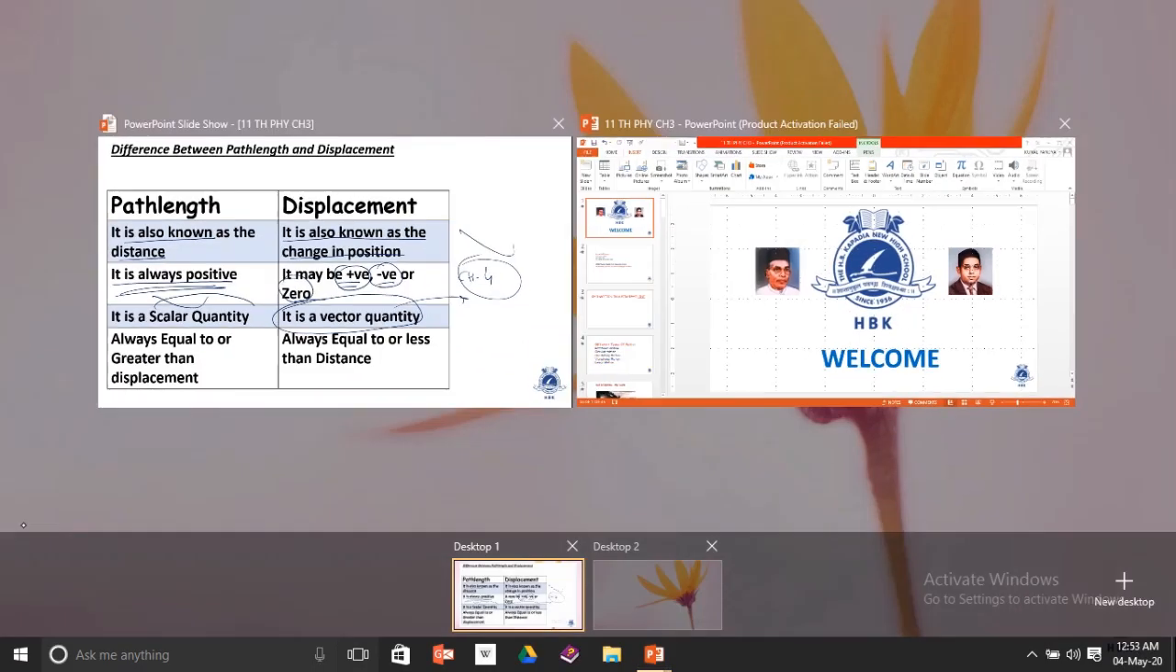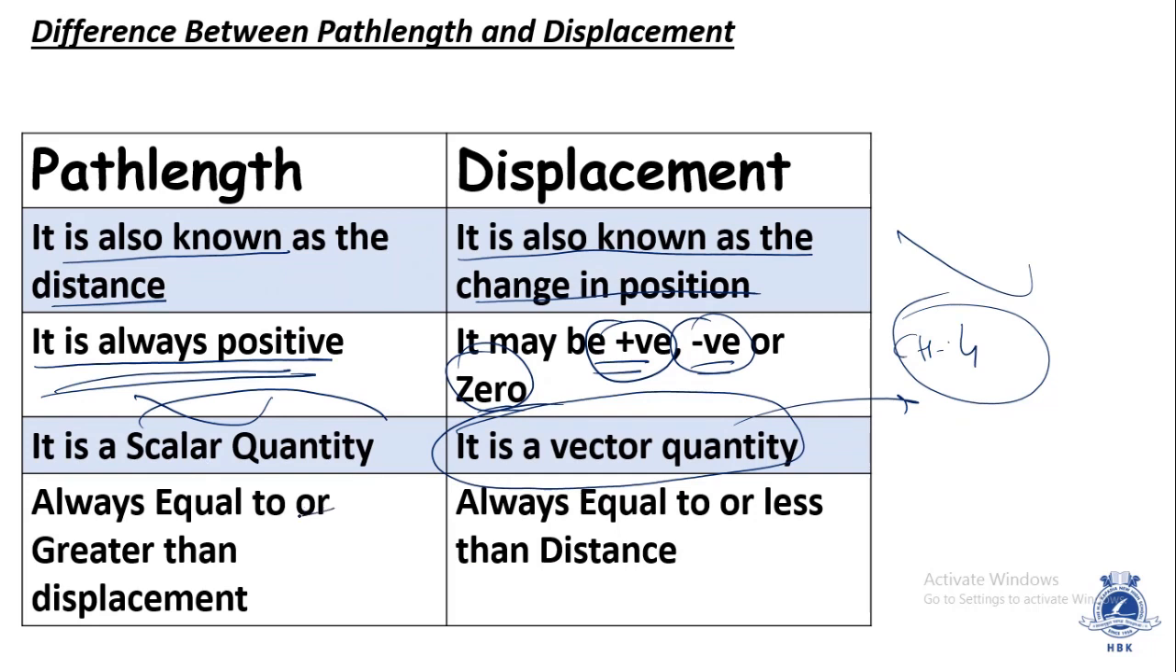Yes, path length is equal to or greater than displacement. This point is also clear. See those 4 points which I have explained to you just a few minutes before. Yes, displacement is always equal to or less than distance. This point is also clear.